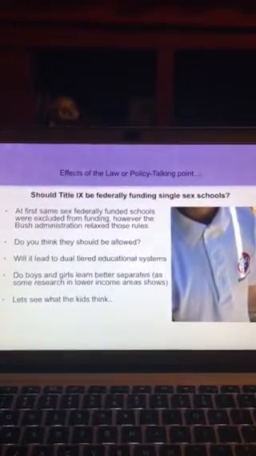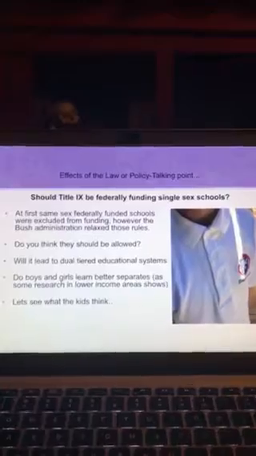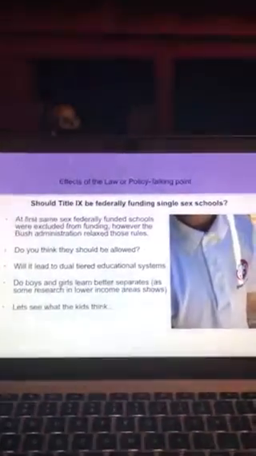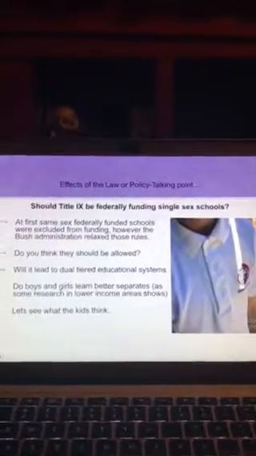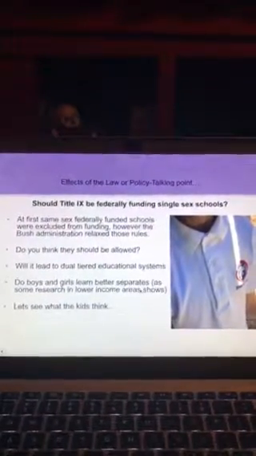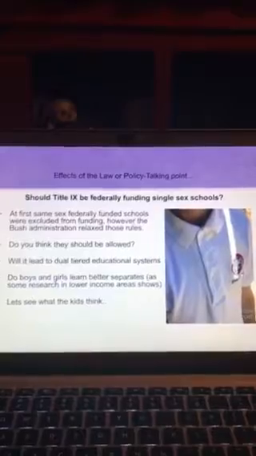Should it actually fund single-sex schools? Do you think they should be allowed? Will it lead to a dual-tiered educational system? Do boys and girls learn better separate? Should they be allowed to be federally funded? Is that a good thing? Let's see what my kids think.